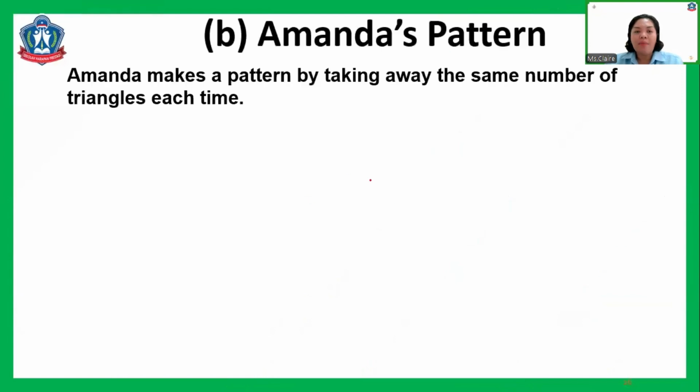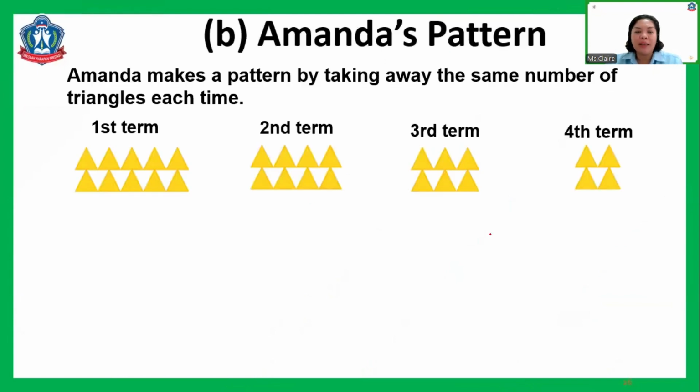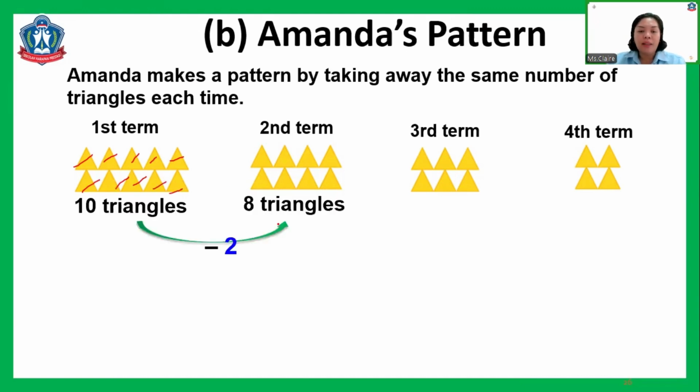Okay, we have here Amanda's pattern. Look at Amanda's pattern. Amanda makes a pattern by taking away the same number of triangles each time. Let's count the first term. 1, 2, 3, 4, 5. There are 5. And of course, under is also 5. So there are 10 triangles. On the second term, it becomes 8 only. So she deducts or takes out 2.